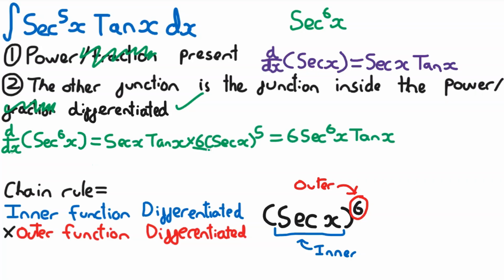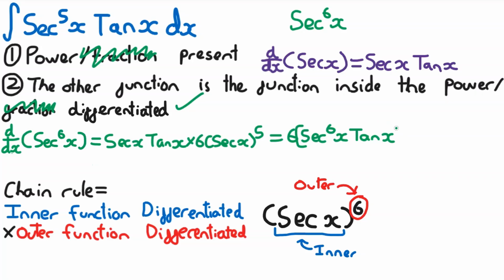And if we simplify, this 6 is going to come to the front, and we have this tan x here, but we now have this sec x multiplied by this sec x to the power of 5, which is now going to be sec x to the power of 6. So when we differentiate this, it's going to be 6 sec x to the power of 6 tan x.